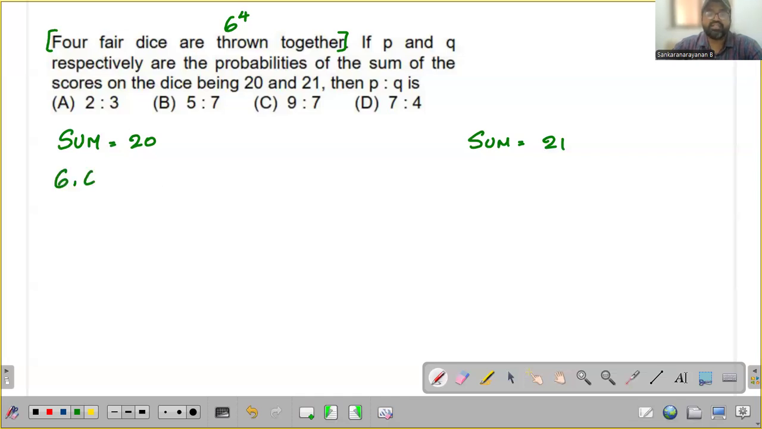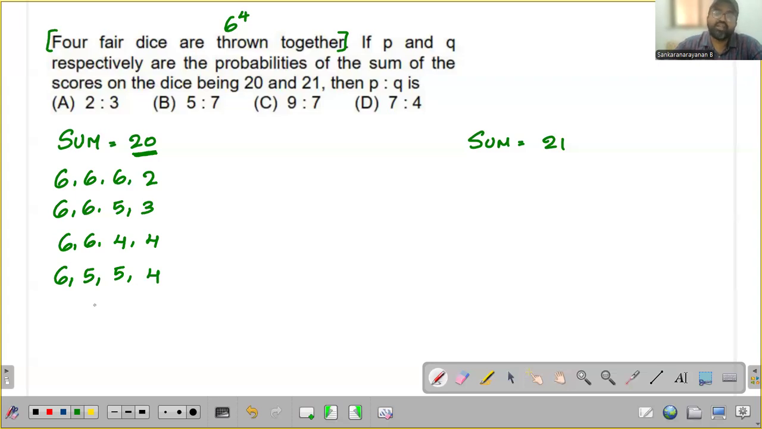So it can happen like 6, 6, 6, 2. This is the chance that the sum is becoming 20. It could be like 6, 6, 5, 3. 6 plus 6, 12. 12 plus 3, 15. 15 plus 5 is equal to 20. It could be like 6, 6, 4, 4. Here also you can see that the sum is becoming 20. Then it could be 6, 5, 5, 4. This is another instance where the sum is becoming equal to 20.